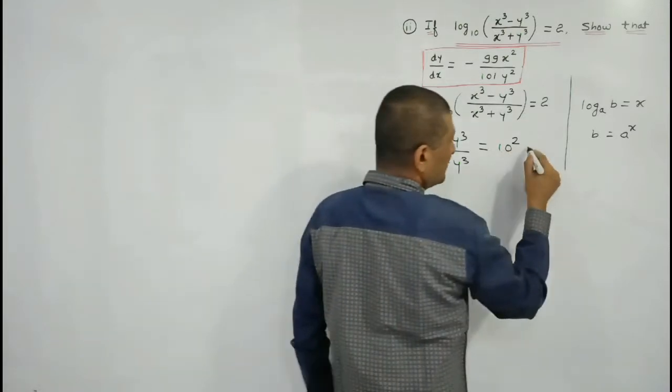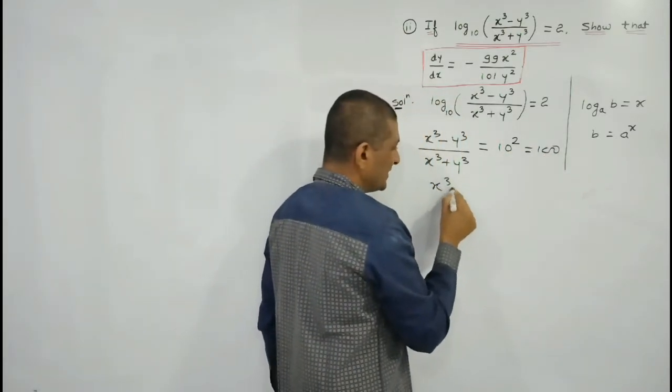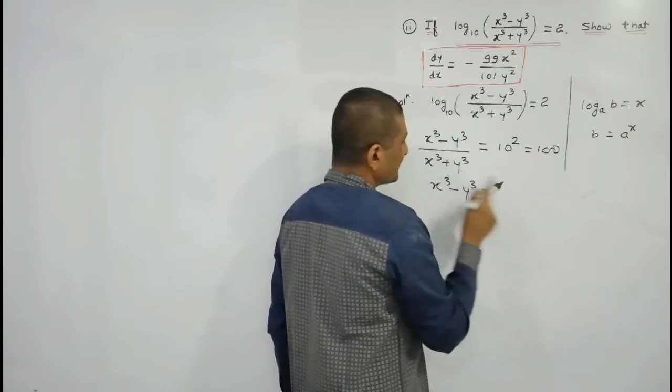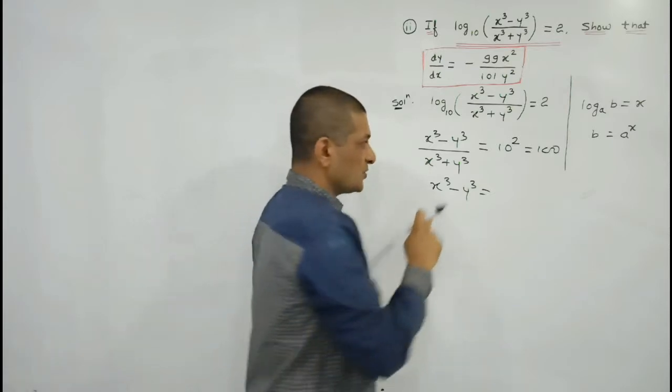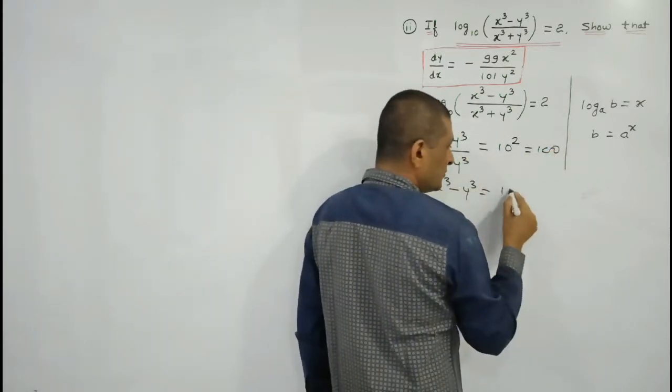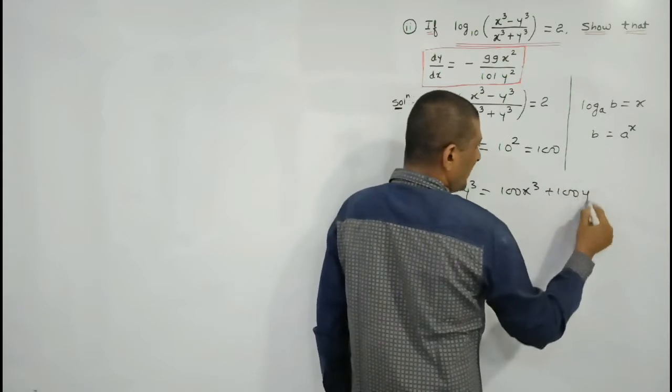So 10 square can be written as what? 100 also. So on this side x cube minus y cube, keep it as it is. Now x cube plus y cube will get multiplied with what? 100. So 100 into x cube plus y cube will be equal to 100 x cube plus 100 y cube.